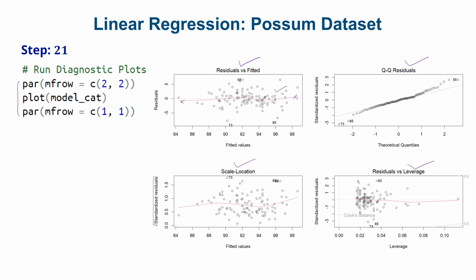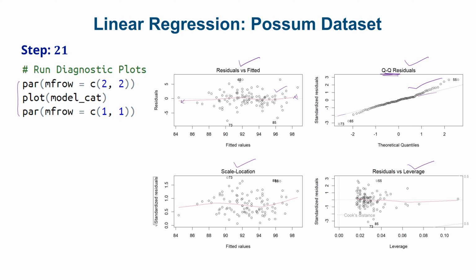The normal QQ plot checks whether residuals are normally distributed or not. Points should fall roughly along the diagonal red line. Minor deviations are fine, but major S-shaped curves would indicate violations. In our case, there is no issue with the normality.